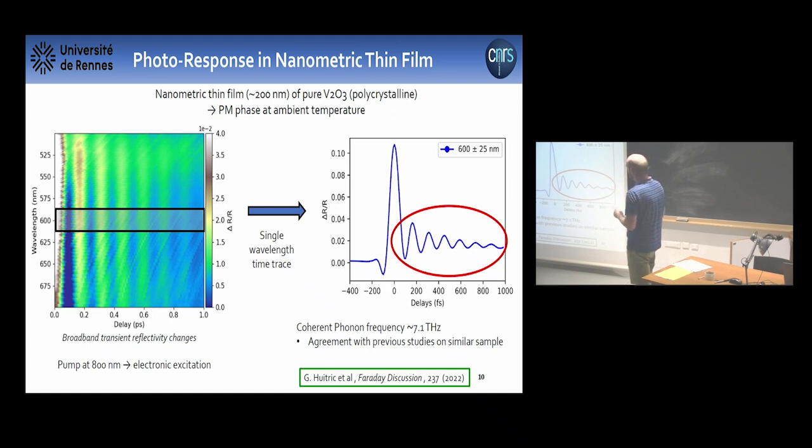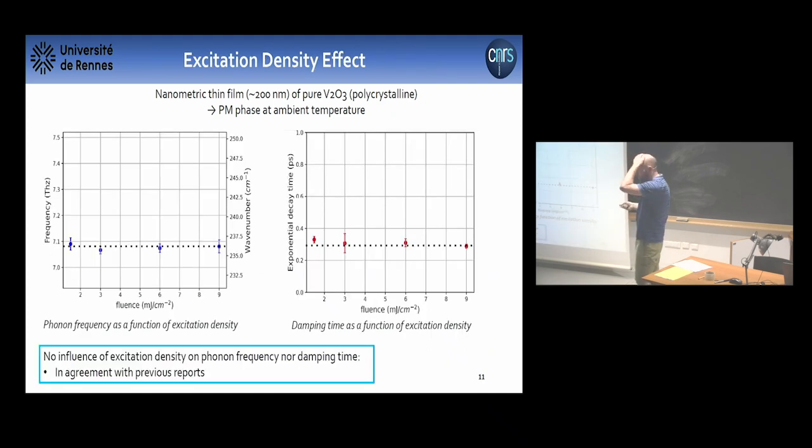Then still something which I will not say is peculiar, but it's not always that common. People are kind of used to having a dependency of the phonon frequency on the excitation density. The most famous case is the bismuth one. But in the case of V2O3, and this is really interesting for us, if you crank up the fluence to really high excitation density, you see exactly nothing occurring regarding the phonon frequency. Meaning that the electronic temperature is not a parameter that will change or tune the phonon frequency or the lattice potential in that case. And the same is also relevant for the damping time. Still, this is in agreement with everything that was done so far.